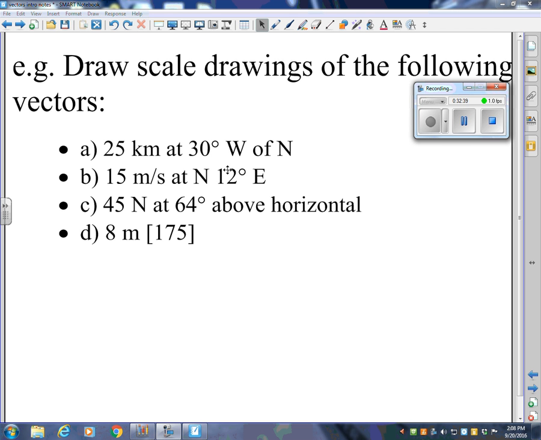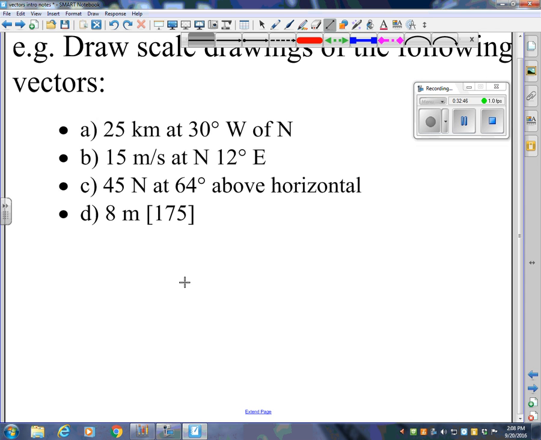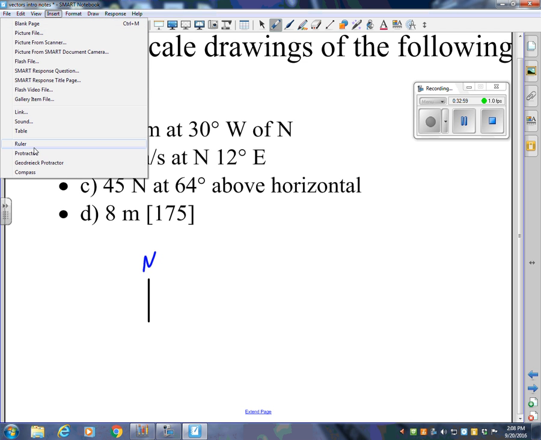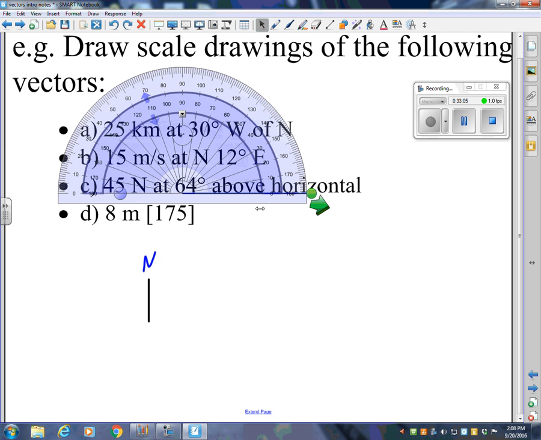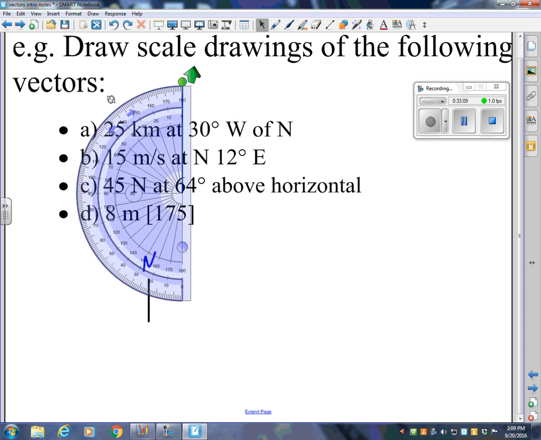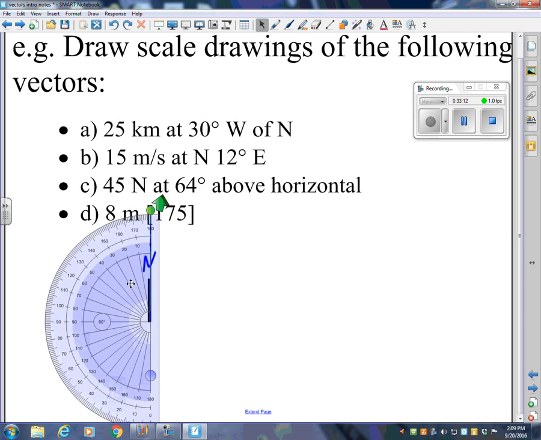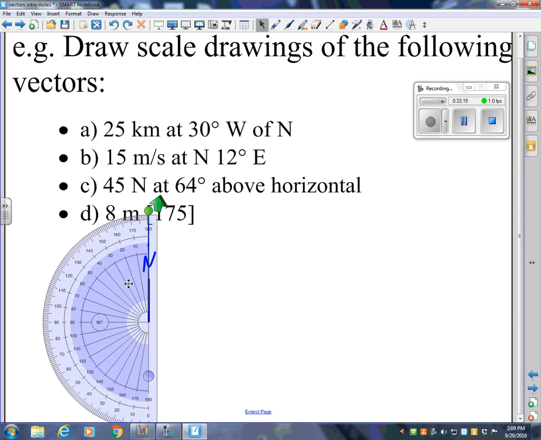So 25 kilometers at 30 degrees west of north. West of north. Draw a line that points north. West of north is to the left. How far? 30 degrees. Protractor. Put 0 at north. Like so, and we're going to go 30 degrees west of north, 10, 20, 30 degrees right there, right? 10, 20, 30 degrees right there.